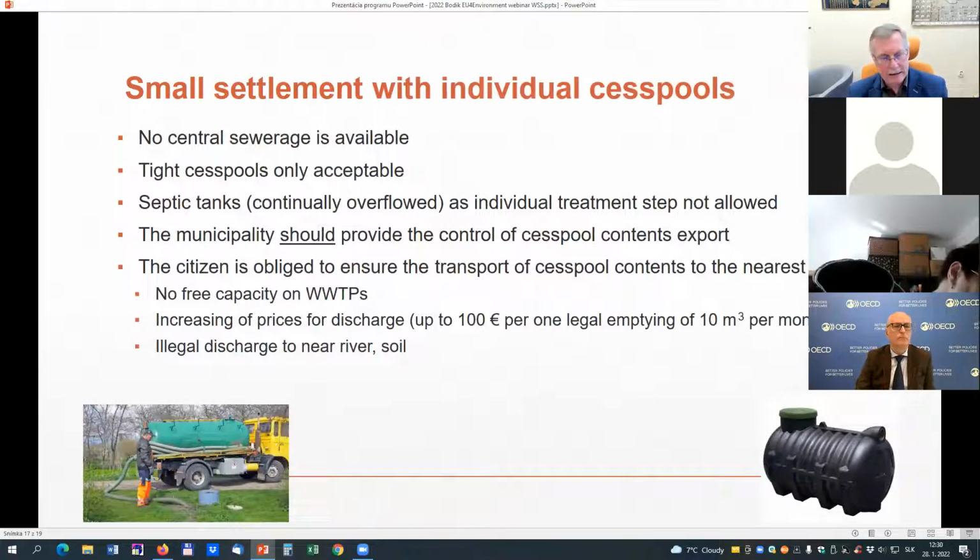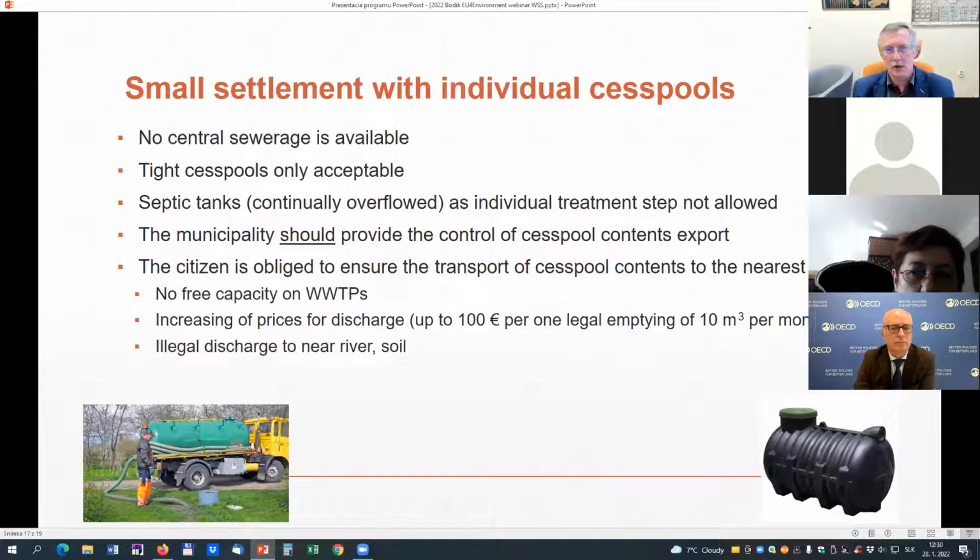The last possibility for small settlements is classical individual cesspools. If no central sewerage is available in these settlements, then only tight cesspools are acceptable. No septic tanks. I don't know if we have the differences between cesspools and septic tanks. A septic tank is something continuously overflowed. It's a treatment system. A cesspool is not a treatment system. Also, septic tanks are not allowed in our country as an individual treatment step.